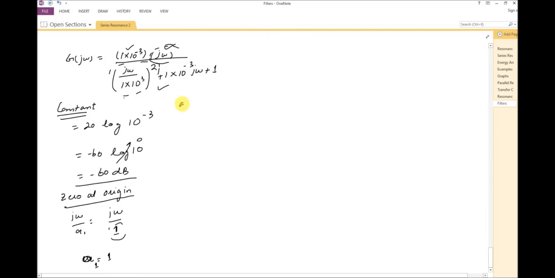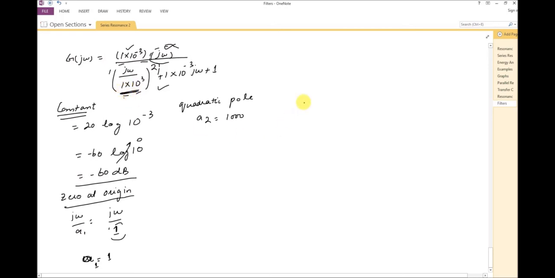Now for the quadratic pole, a2 will be equal to 1000, because this term is the value of frequency at which two asymptotes will cross each other. Before this frequency, the gain value is actually equal to 0 dB, and after this frequency, the gain value will start decaying at the slope of minus 40 dB per decade. So that was how we draw the magnitude characteristic of a quadratic pole.